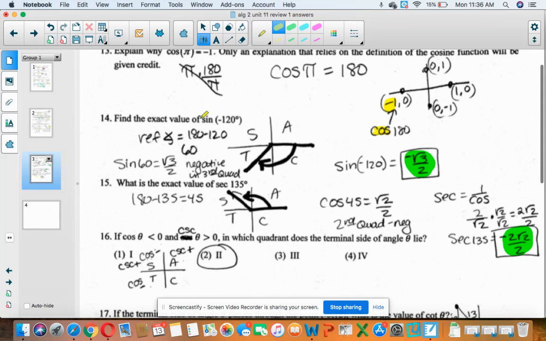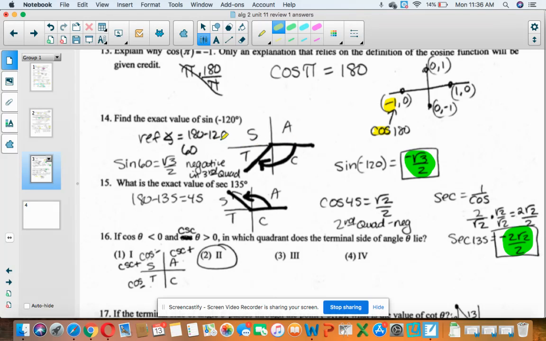14 would like me to find the exact value of sine of -120 degrees. Remember, if I have negative degrees, I'm starting this way and I'm going clockwise. So I drew a picture so we can visually see what the sine of -120 degrees is. It's right here in the third quadrant. I need to know the reference angle. The reference angle is always in regard to the x-axis.